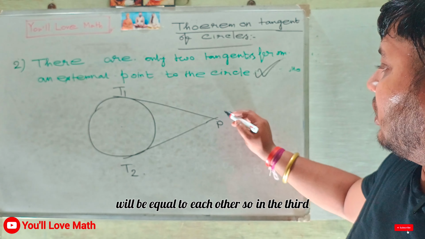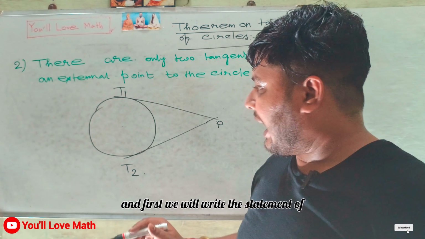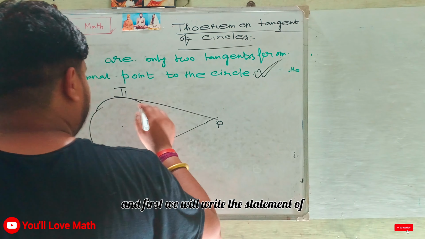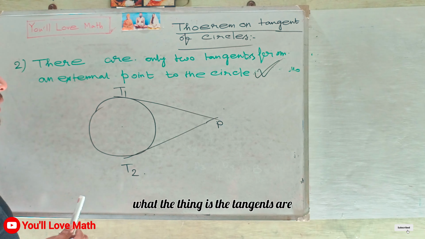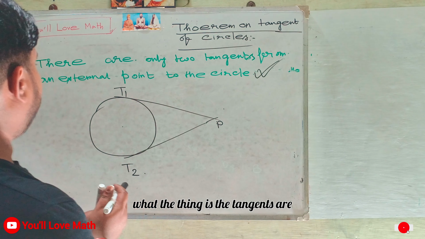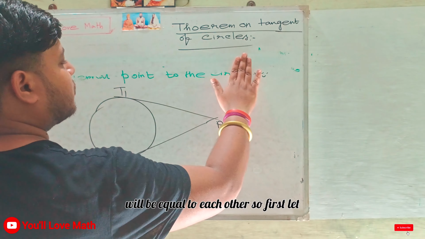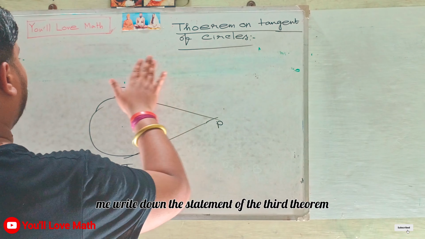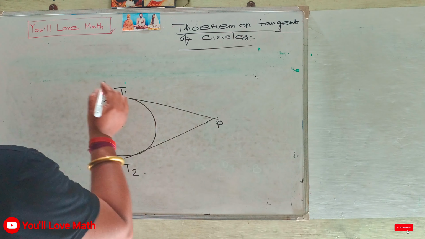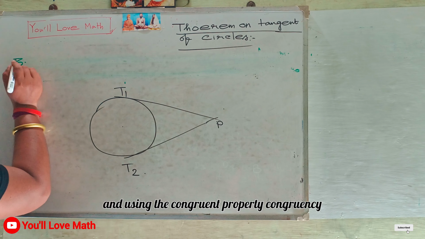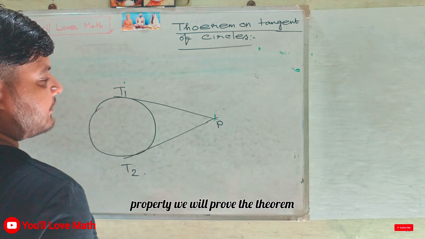So in the third theorem we will discuss, and first we will write the statement of the third theorem. The tangents will be equal to each other. So first let me write down the statement of the third theorem, and using the congruency property, we will prove the theorem.